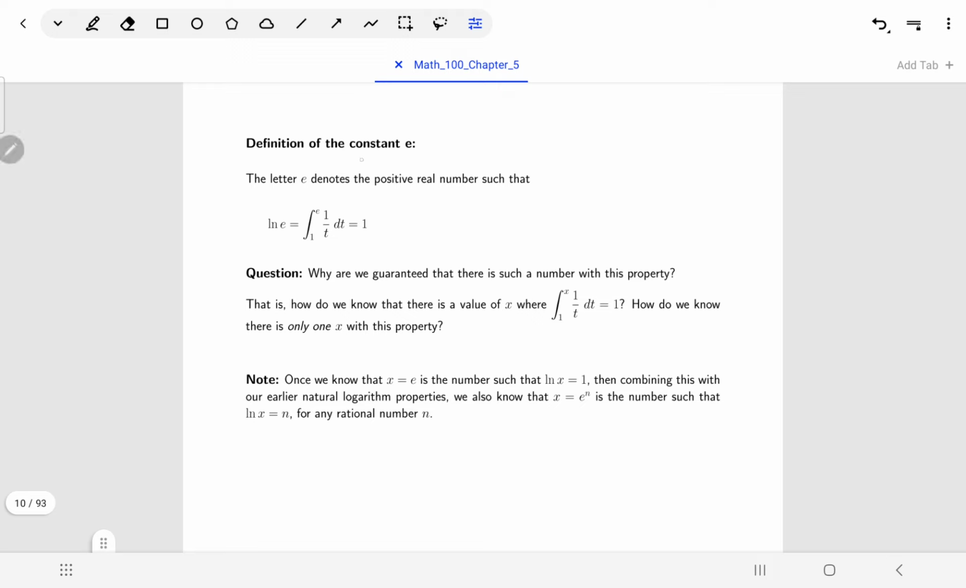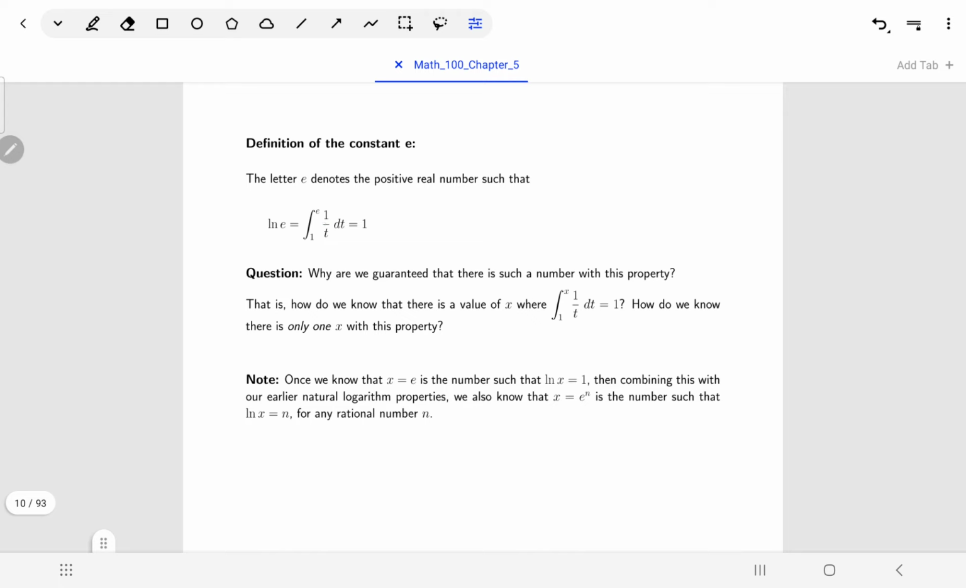And here we're also providing a strange or seemingly strange definition. We're going to define e as the number where natural log of e is equal to 1. So in other words, we're defining e as the place where if you integrate from 1 to e, 1 over t dt, that area would be 1.